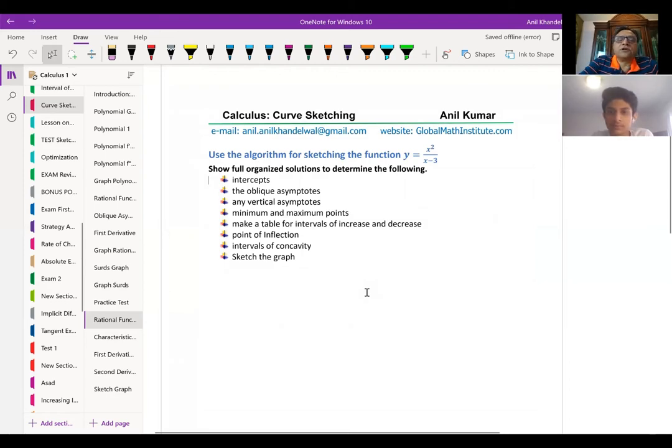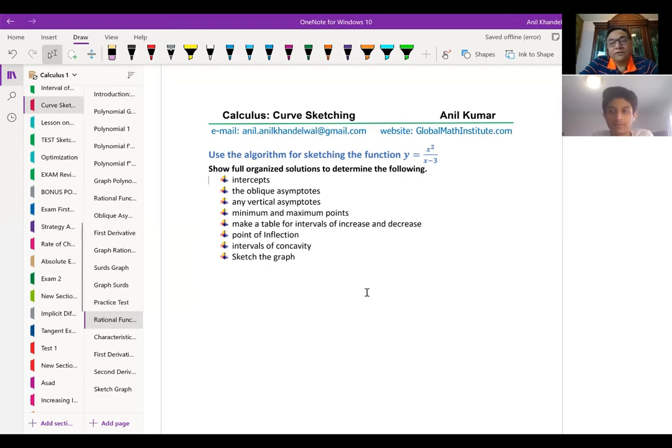Again, there is another good question on rational functions where you may be interested in doing all the things, because earlier, as you can see, we avoided the concavity test, correct? However, this particular question, can you please read the question? Show full organized solutions to determine the following and use the algorithm for sketching the function y equals x squared over x minus 3. We have to find the intercepts, the oblique asymptotes, any vertical asymptotes, minimum and maximum points, make a table for the intervals of increase and decrease, points of inflection, intervals of concavity, and sketch the graph.